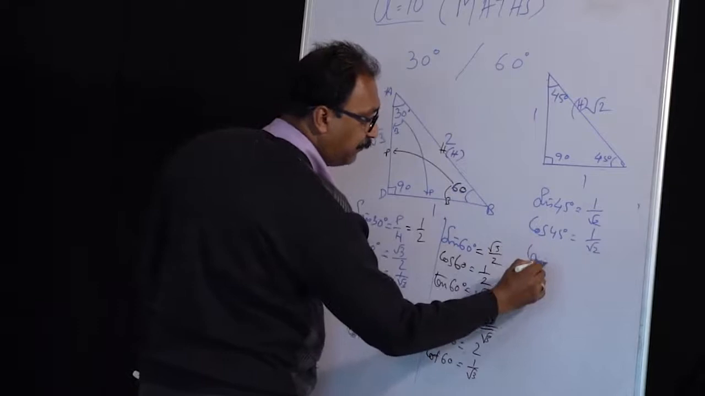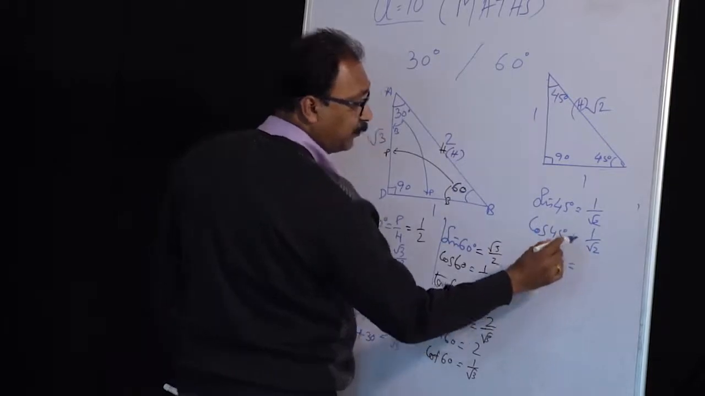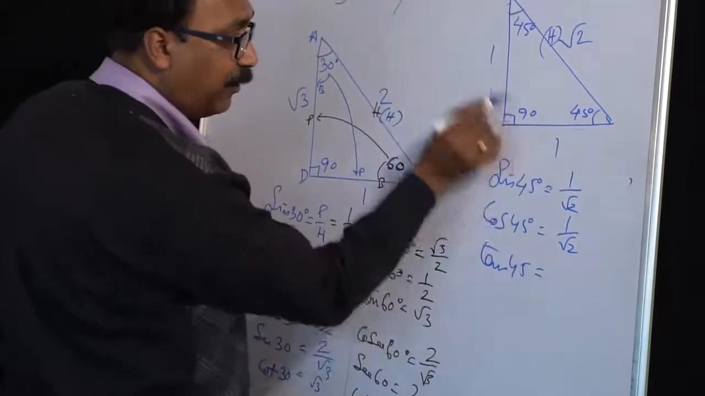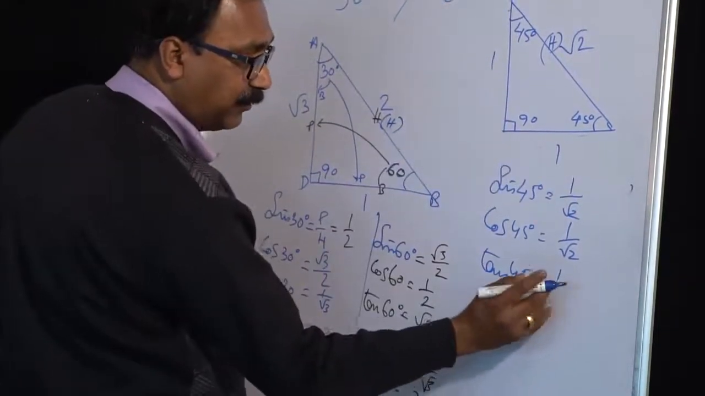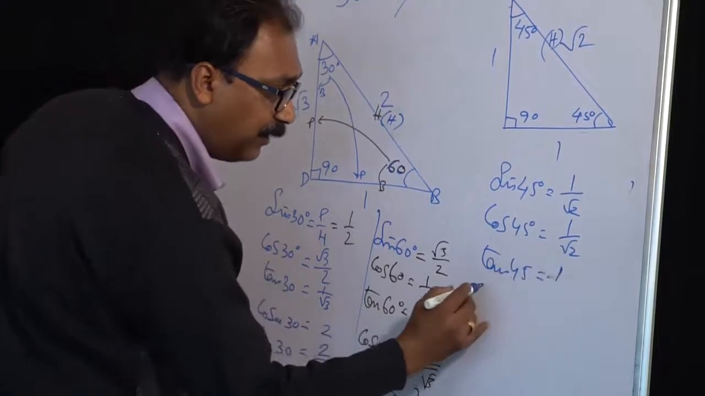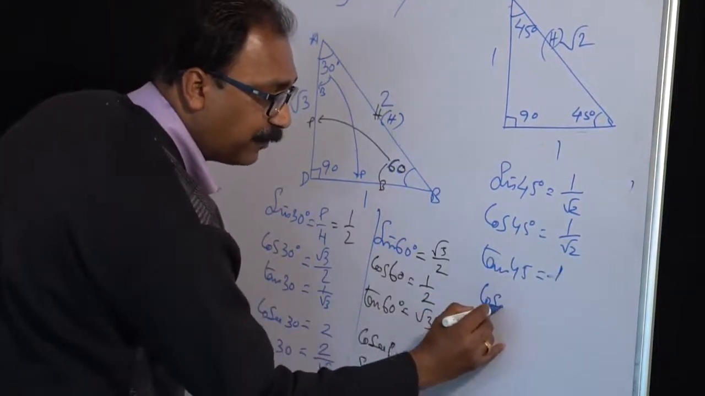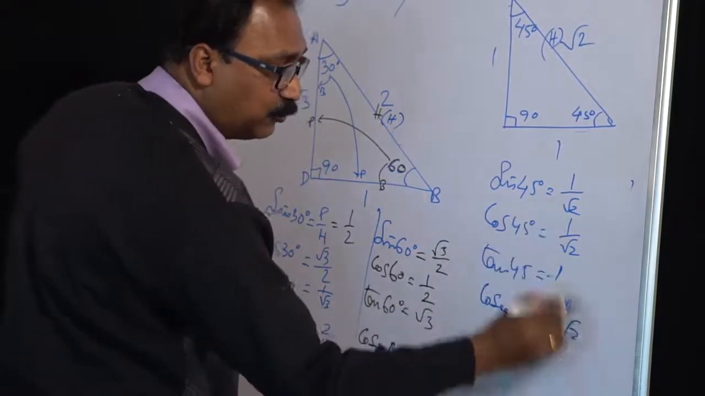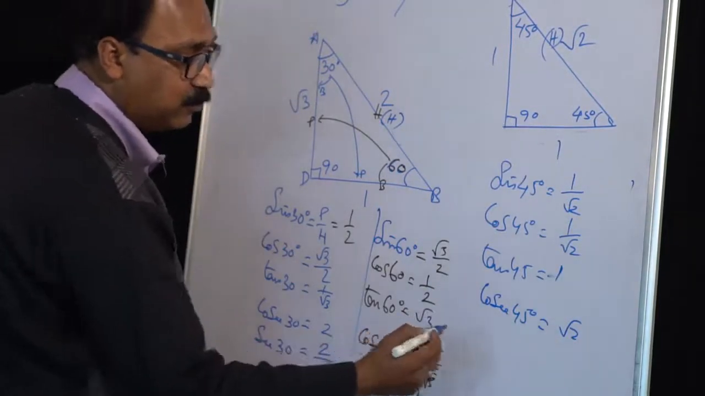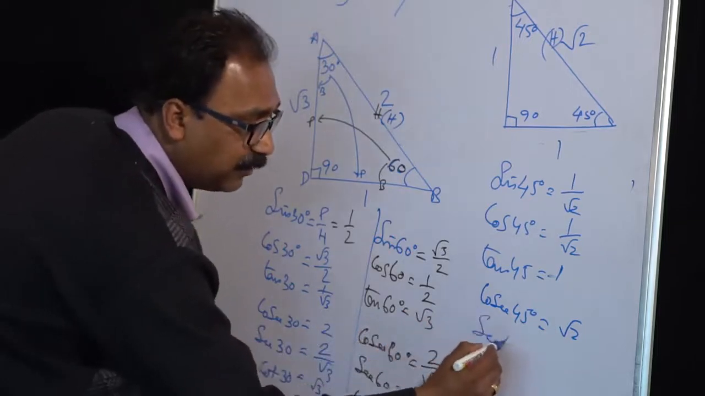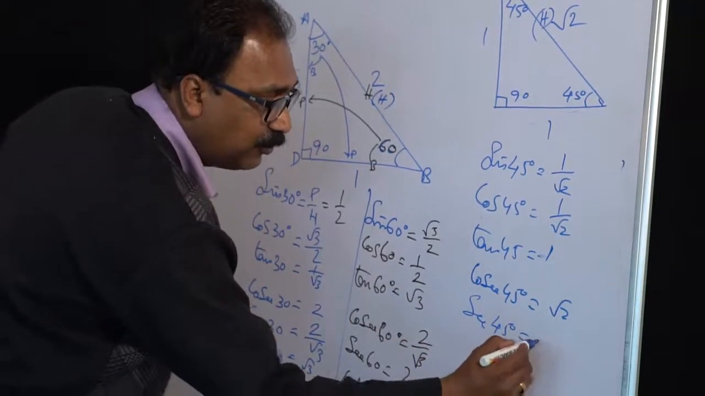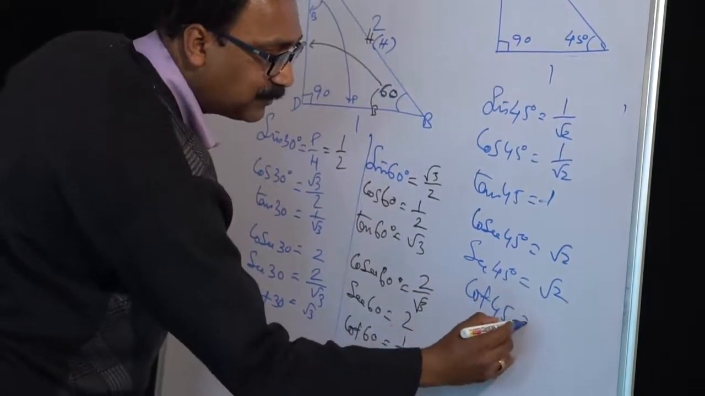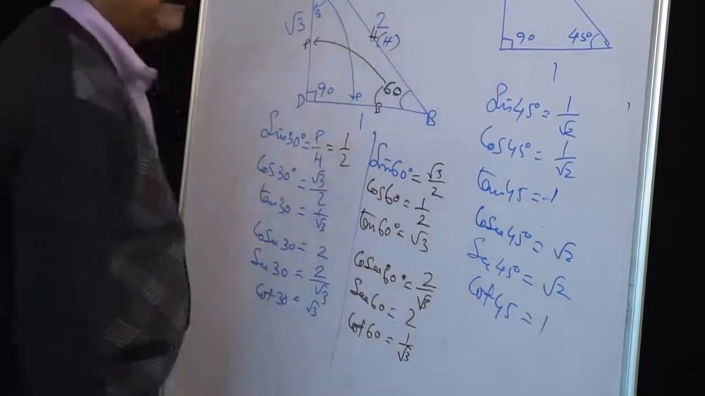Then tan 45. Why is it 1 by root 2? Base by hypotenuse. Tan is P by B, 1 by 1, anything by itself is 1, so 1 by 1 is 1. Then cosec 45 degree is reciprocal of sine, so root 2 by 1 is root 2. Then sec 45 is also root 2. Then cot 45 is the same as tan 45 because the reciprocal of 1 is 1.